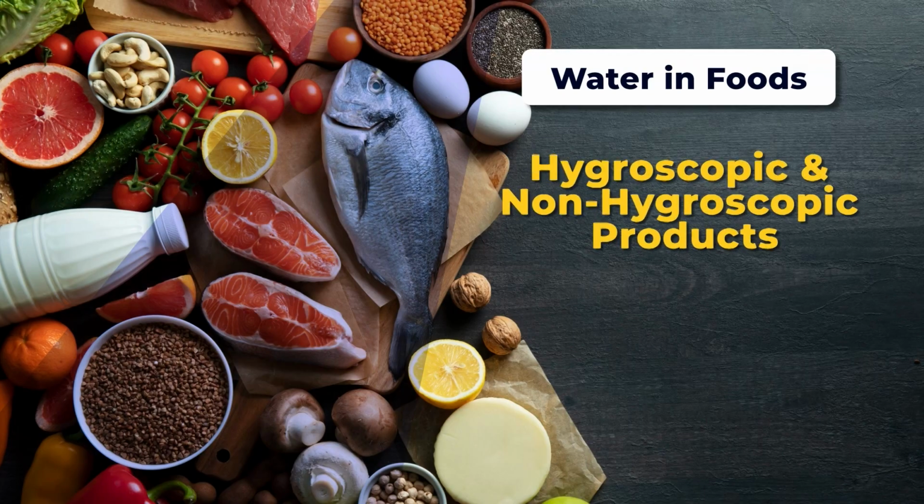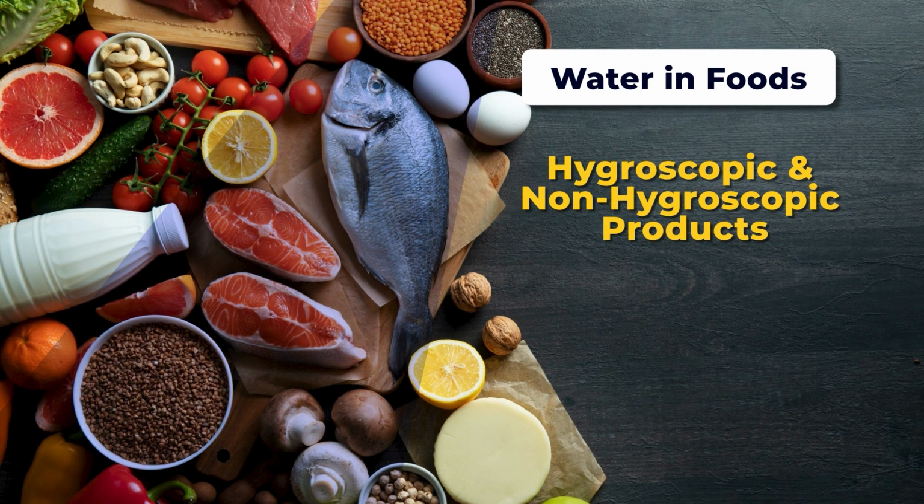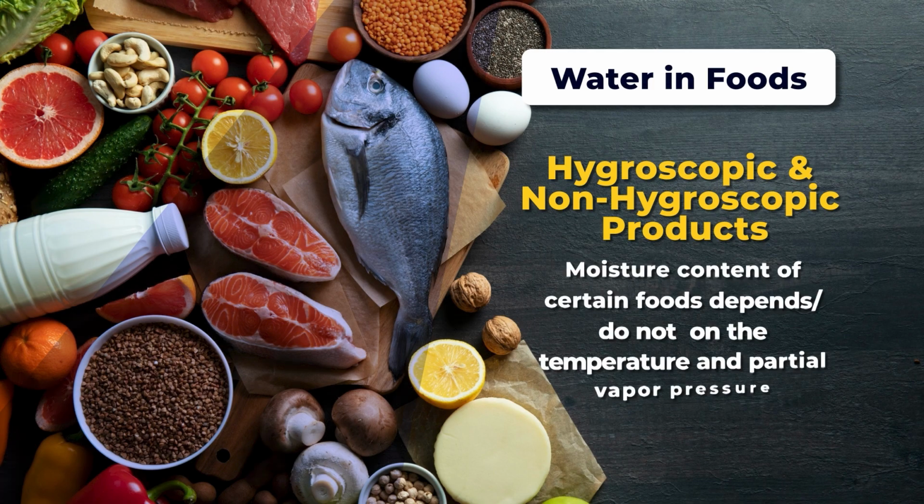Now, this relation of moisture, particularly with temperature and vapor pressure, also classifies products as hygroscopic and non-hygroscopic. The products which depend on temperature and partial vapor pressure are linked with hygroscopic, and non-hygroscopic products do not get affected by the temperature and partial vapor pressure.